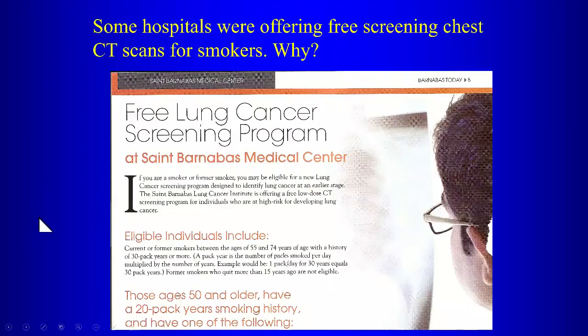Now, for those of you from St. Barnabas here, before payment for screening CT was approved, and before payments were made by insurance companies, St. Barnabas was offering this for free. Why? What's the benefit of that? Isn't that a money loser? How do you justify that to the CEO of St. Barnabas? We're going to do free lung cancer CT. But what about the bottom line?